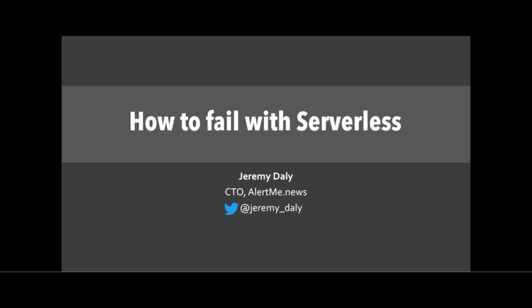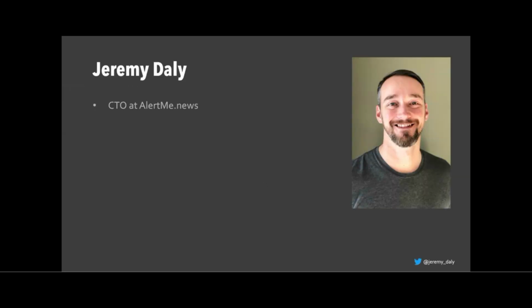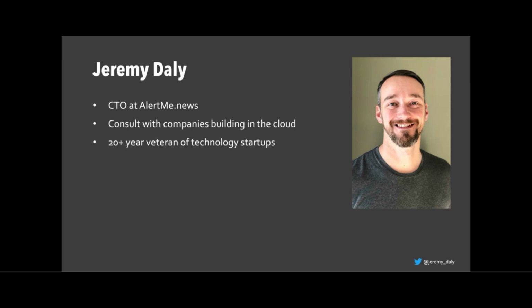But first, just to introduce myself, my name is Jeremy Daly. I am the CTO at AlertMe.News. It's a small company out of New York City, although I do work remotely just outside of Boston in Massachusetts. I've been consulting with companies for quite some time. I've been a veteran of technology startups, so I have gray in my beard and in my hair, and that is real, plus the fact that I have two daughters, one who's 12 and the other who's 14, that helps to contribute to my gray hair problem.